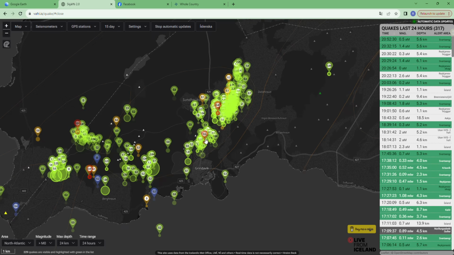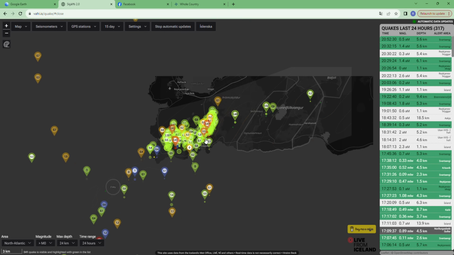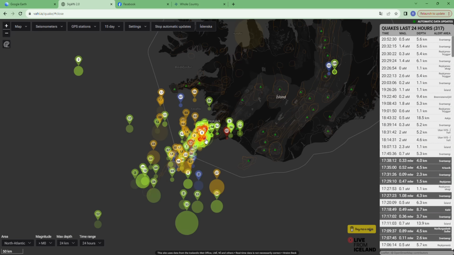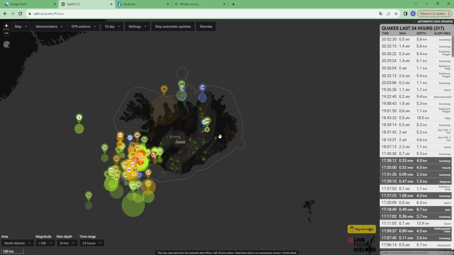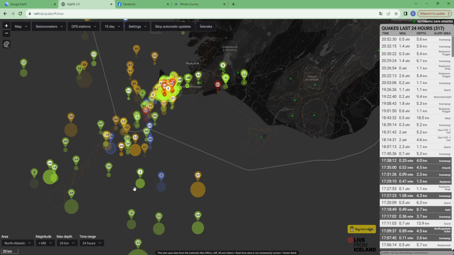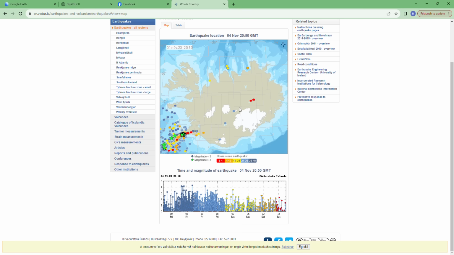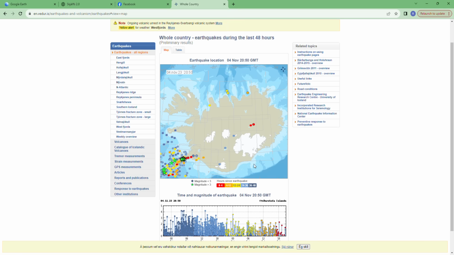So those are the earthquakes during the past 24 hours, and you see they're happening all over, not only close to Grindavik, but also in the ocean all around the Reykjanes Ridge, the tectonic rift. This is the tectonic divergence between the North American and Eurasian tectonic plates. So now earthquakes have subsided somewhat.